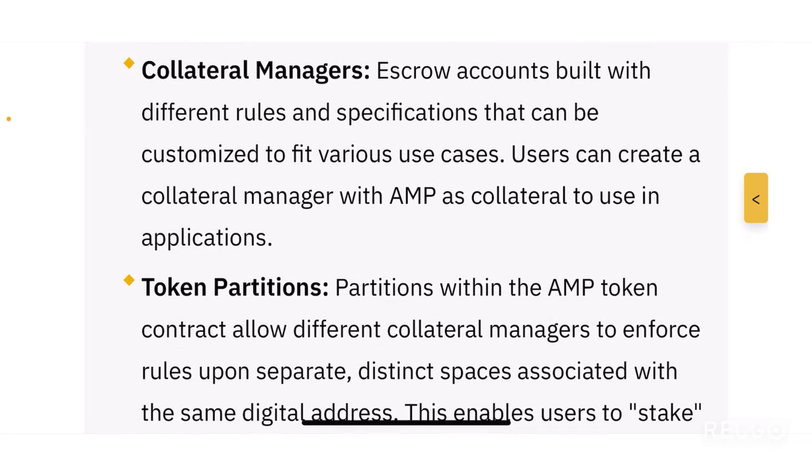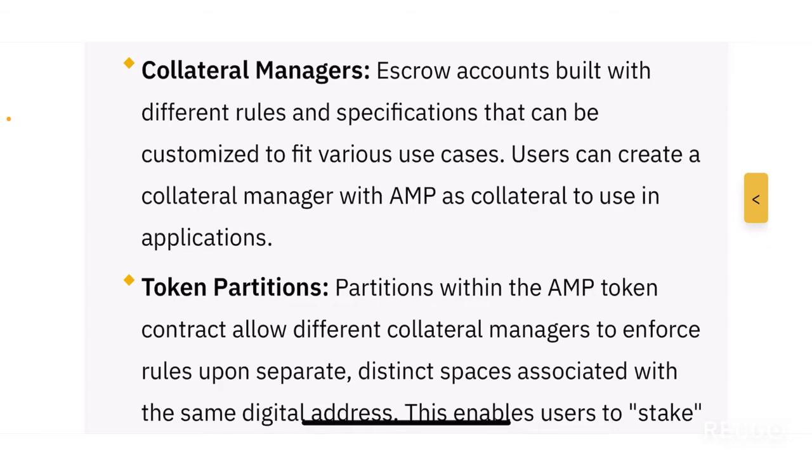The second main component is collateral managers, escrow accounts built with different rules and specifications that can be customized to fit various use cases. Users can create a collateral manager with AMP as collateral in order to use it in applications. So again, when it comes to collateral management and becoming a collateral manager, as we discussed, you can lock your AMP tokens or stake your AMP tokens in order to create a collateral manager, and also use this collateral in order to facilitate applications outside of the ecosystem, right?